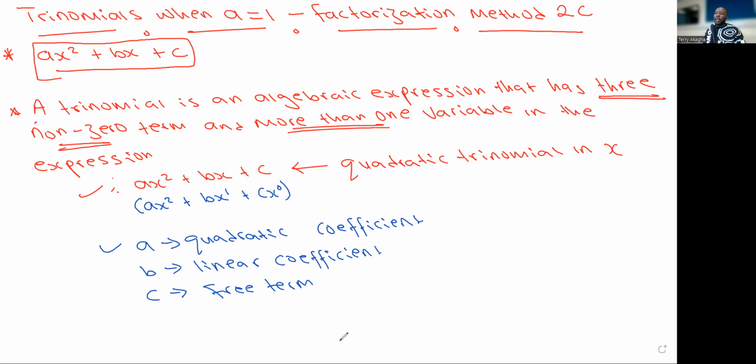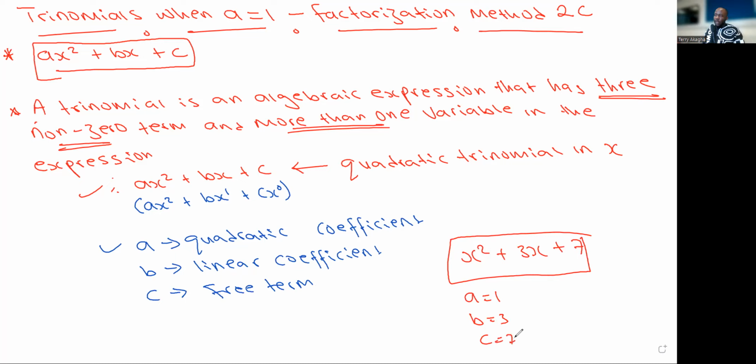So for example, a classical example of a quadratic equation or a trinomial is x squared plus 3x plus 7. Now we are interested in this type of quadratic trinomial, but the thing here is that A must be equal to 1. So here A is 1, B is 3, and C is 7. Okay? So we're going to be solving questions. How do you solve questions when A is 1? That's what we're talking about. So we're talking about trinomials when A is equal to 1.